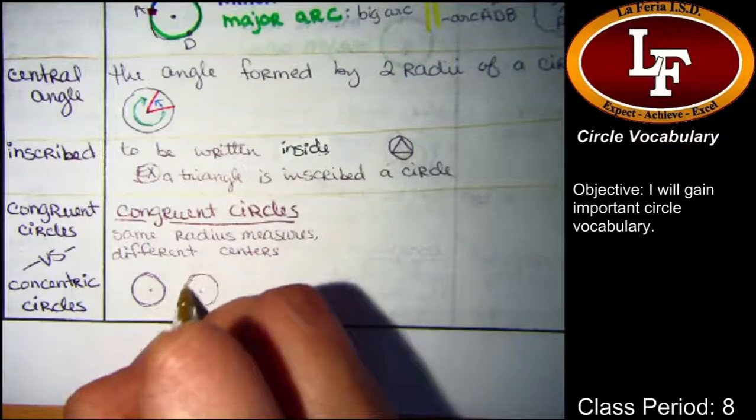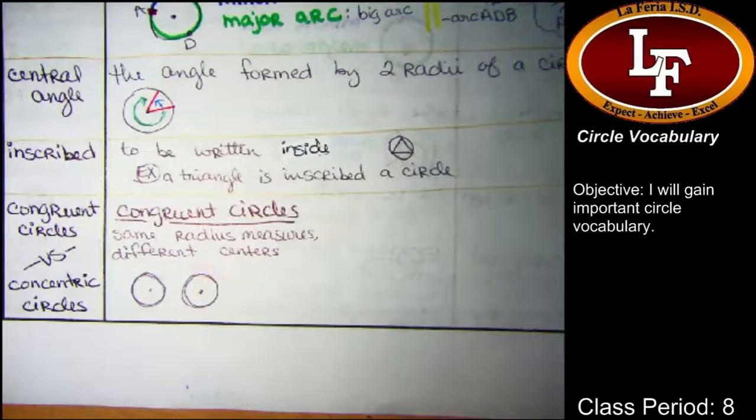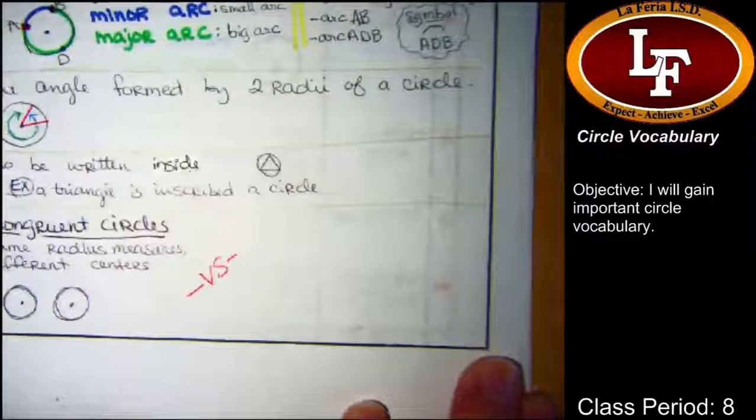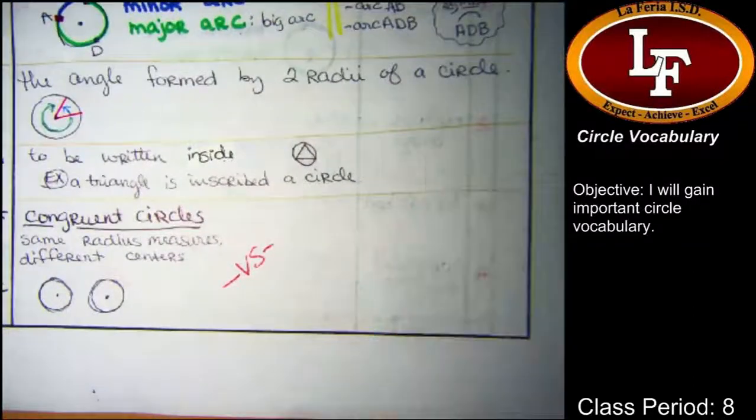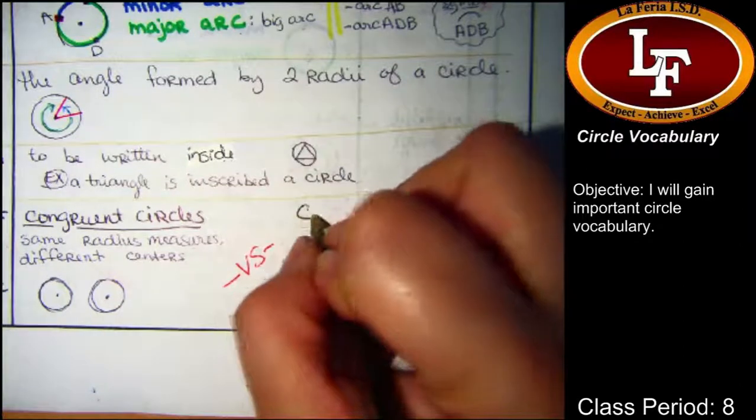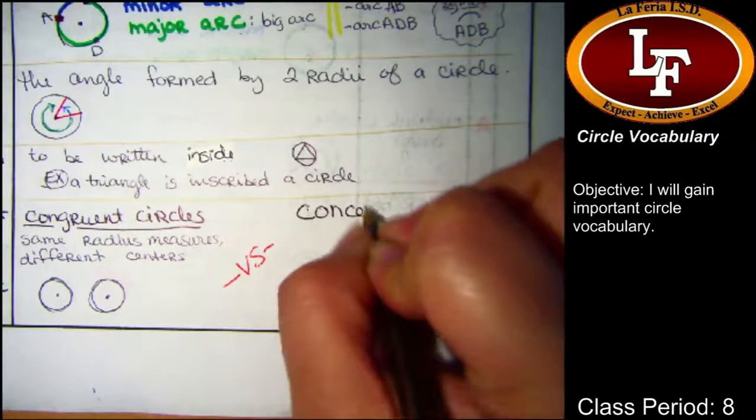And so when you draw them side by side, it's going to look like me on too much coffee. Versus, name that YouTube channel. Epic rap battles of congruent circles. Wait, what?